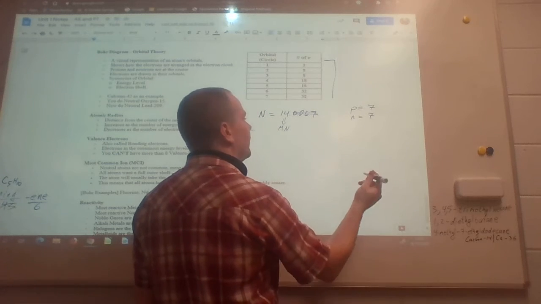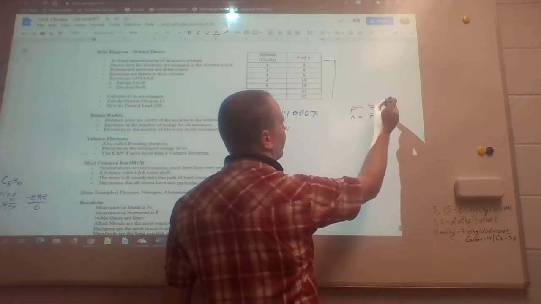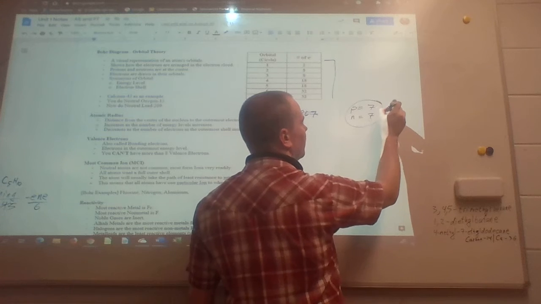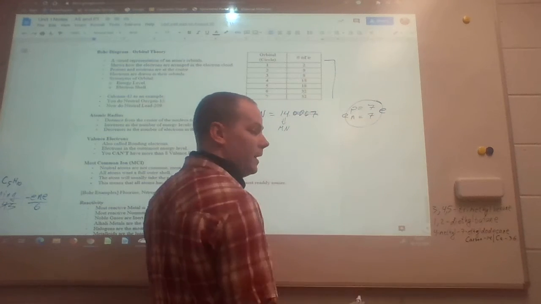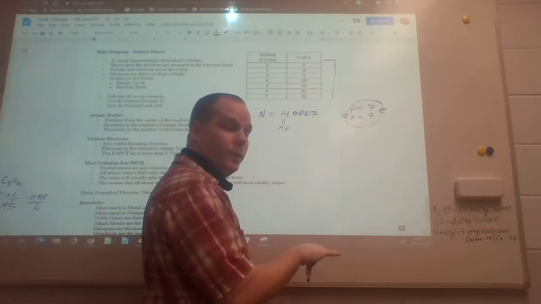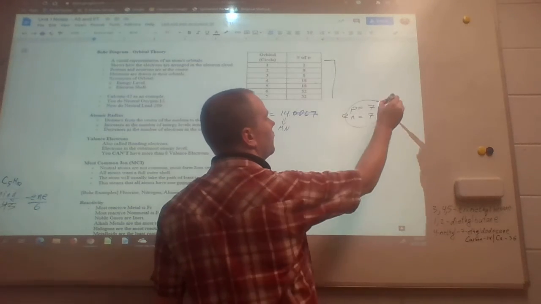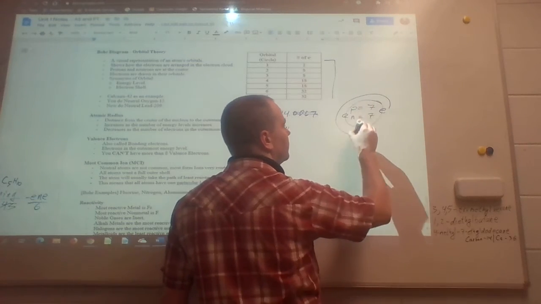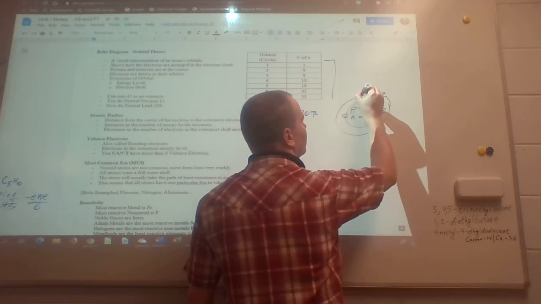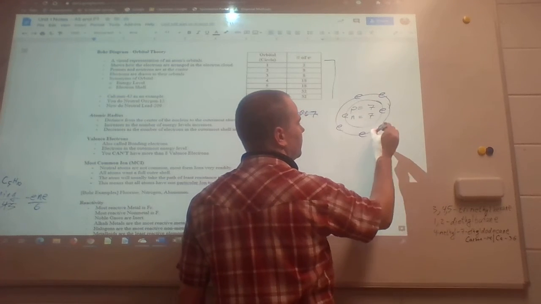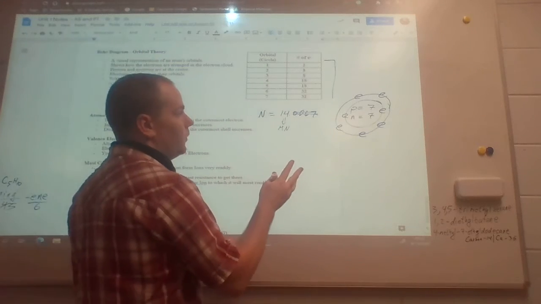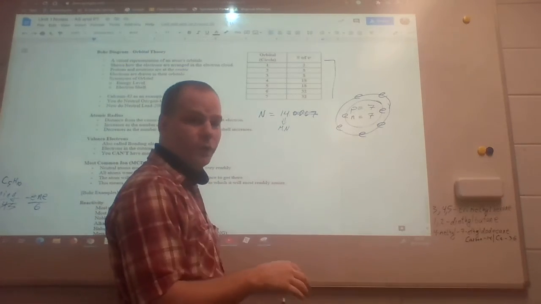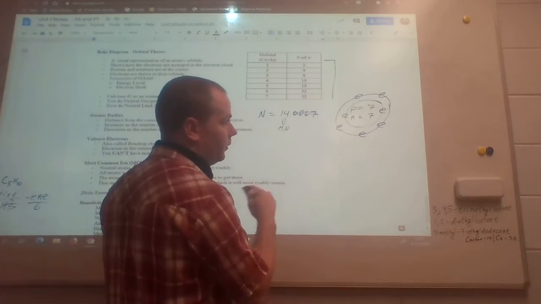Then we need 7 electrons. 2 go into the first shell. And then the next shell can hold 8, but we're only going to put 5 in it because we only need 7 total. Okay, so that would be using the most common isotope of nitrogen. That would be how you would do that.